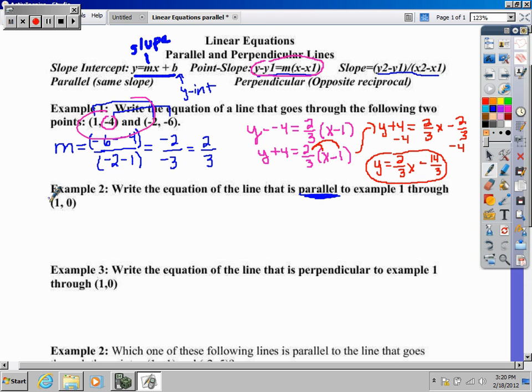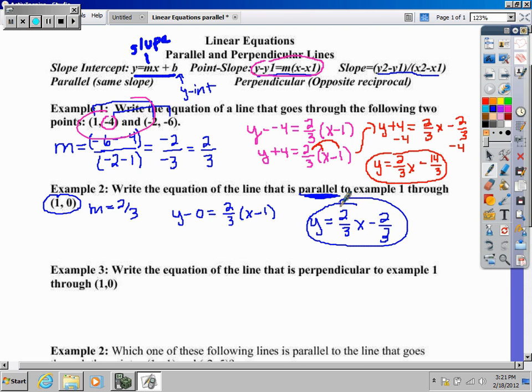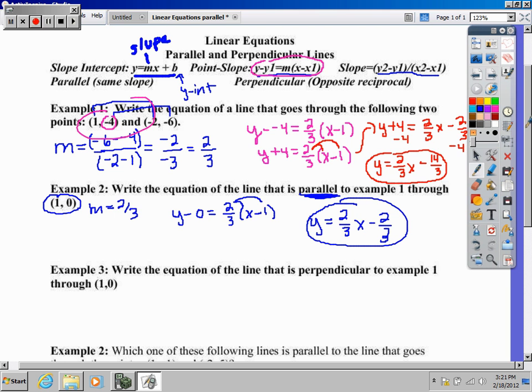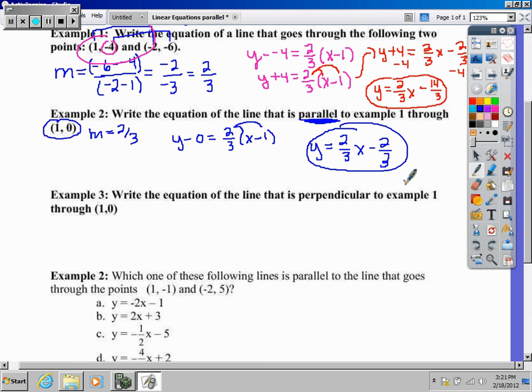Now the next step is that it's going to be parallel to this line through a different point. So if it's parallel, it has to have the same slope. So all we do is we start out with a slope of 2/3. Now we're going to use the point-slope form again, and we're going to say it's y minus 0 equals 2/3 times x minus 1. So my final equation would just be 2/3 x minus 2/3. That's if it's parallel, because I just distributed the 2/3 in this case.